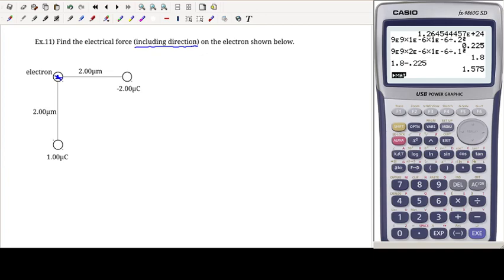Remember that you need to express all your charges in coulombs, so change these microcoulombs. Watch out for the micrometers. You also need to change those into meters. And then find your forces and add them as vectors. Then come back and we'll walk through the solution.